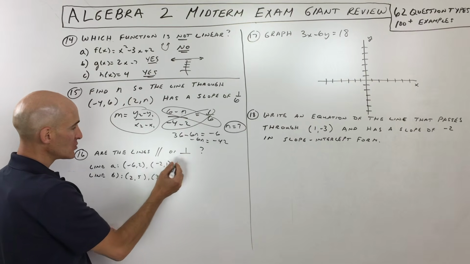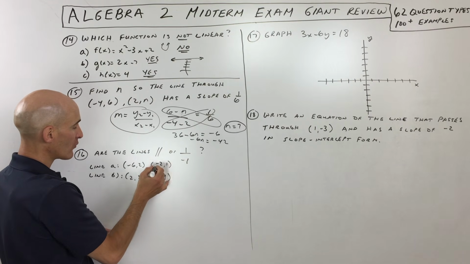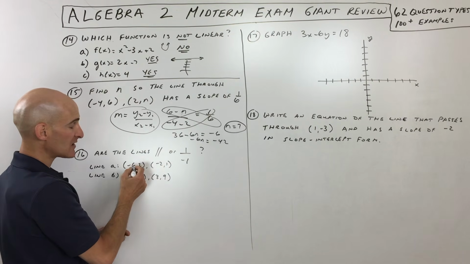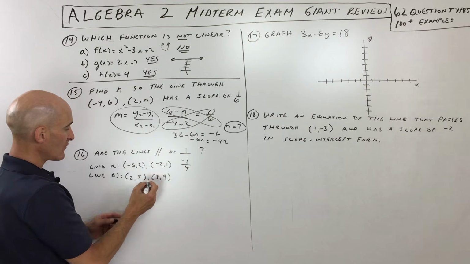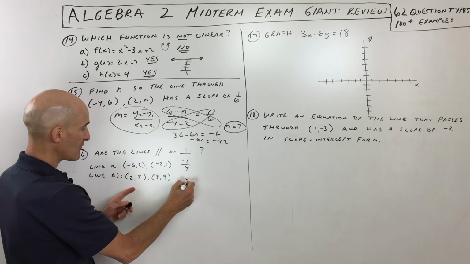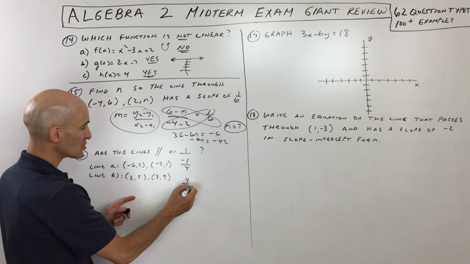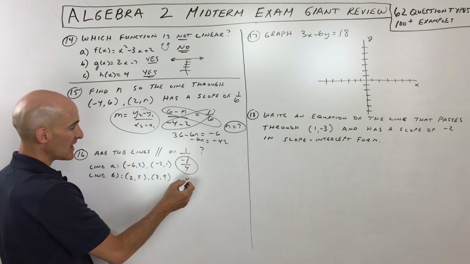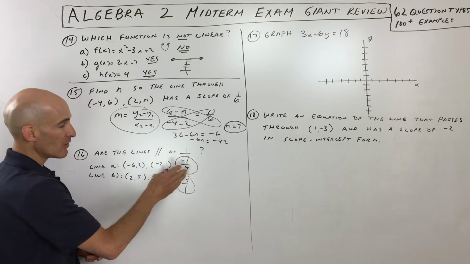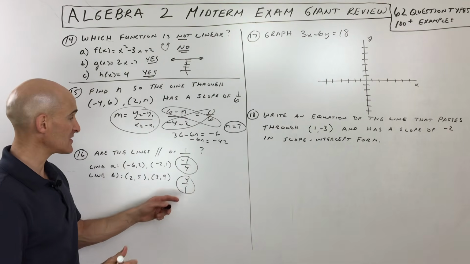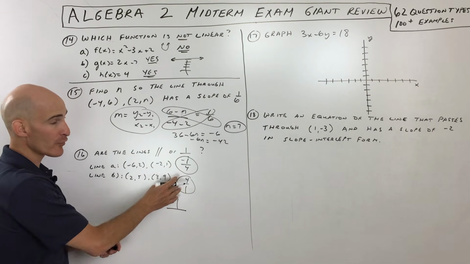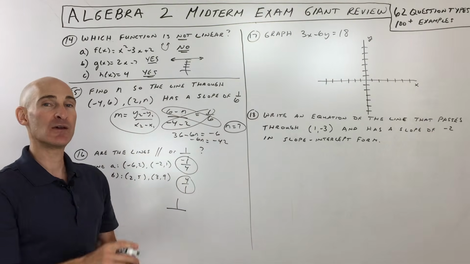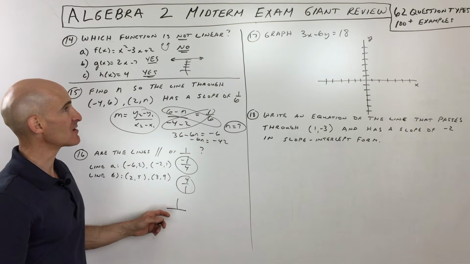So 1 minus 2 is negative 1 over negative 2 minus negative 6. When you subtract a negative, it's like adding a positive, so that's going to be 4. So that has a slope of negative 1/4. Over here, 9 minus 5 is 4 over 3 minus 2, which is 1. And you can see this is a negative, this is a positive, and one is the reciprocal of the other. So that means that these two lines are perpendicular. If they were both negative 1/4 or if they were both 4, they'd be going up at the same rate and they would be parallel. Okay, so that's talking about slopes.